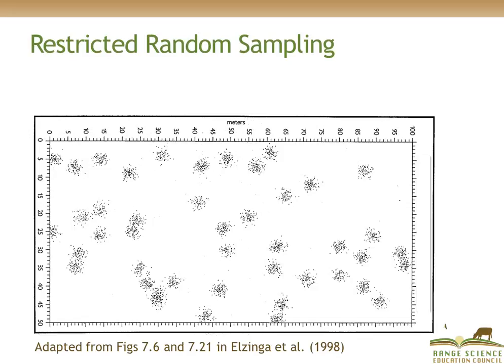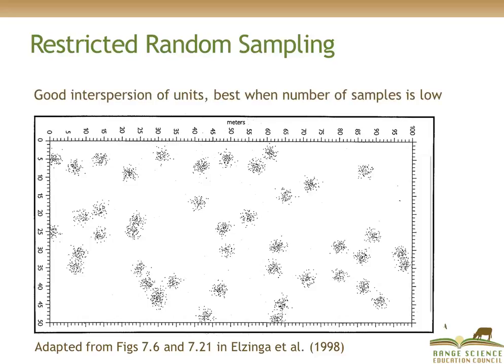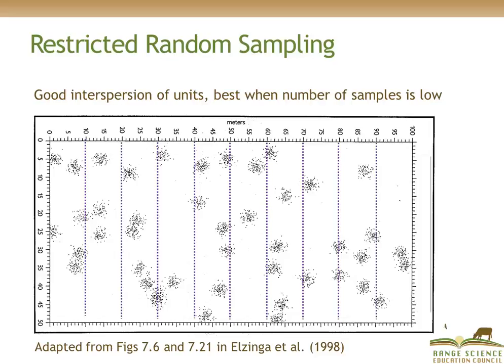Another approach to sampling is restricted random sampling. This is best done when the number of samples that we can take is restricted or low. We just can't afford to take the time to collect a lot of data. And so it allows for very good interspersion of units.